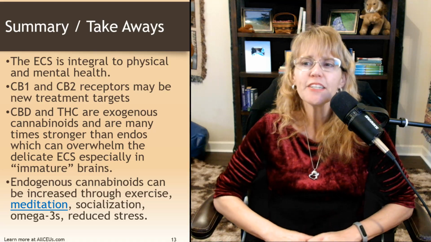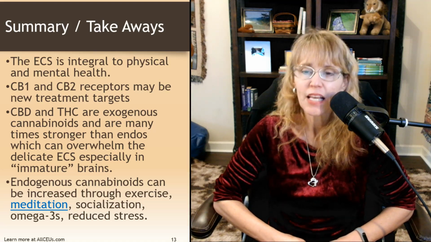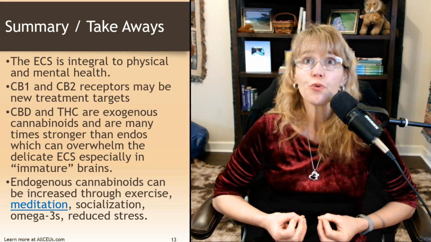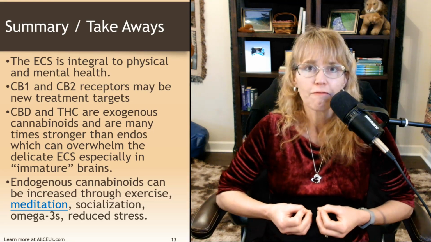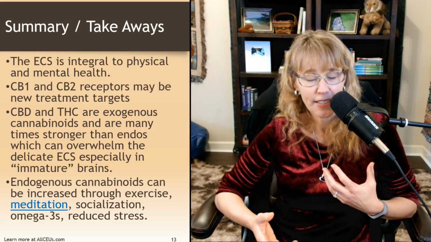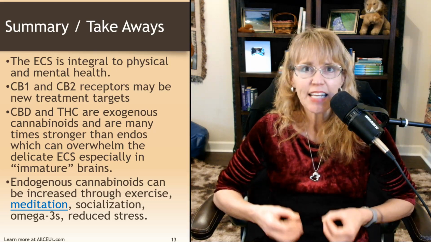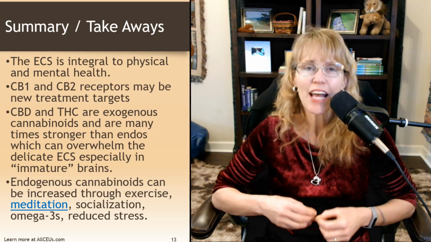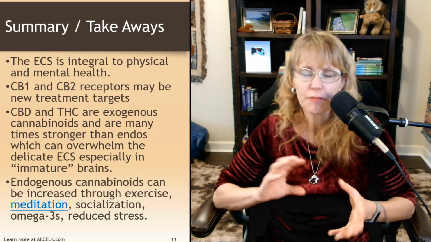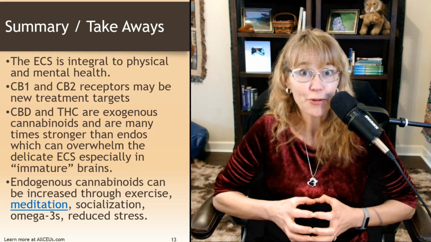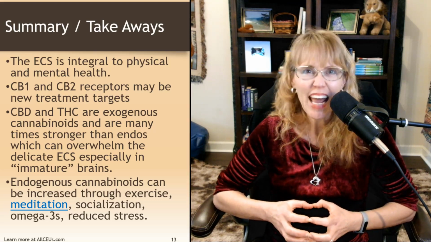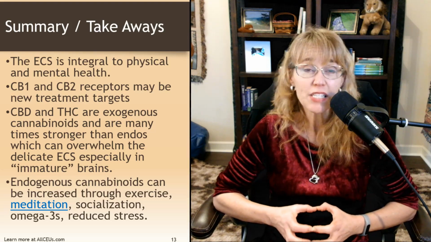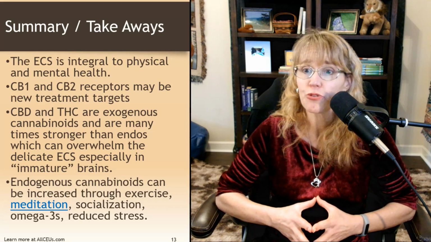The endocannabinoid system is integral to physical and mental health. The CB1 and CB2 receptors may be new treatment targets. There are a lot of people who have issues that are not responding to current pharmacological treatments. And like the example I gave earlier of dopamine, accessing the dopamine receptors and the dopaminergic system is a lot harder than one might think. So potentially modulating the dopaminergic system through endocannabinoids and improving endocannabinoid tone might be an avenue for future treatments for people who are resistant to current first-line treatments.